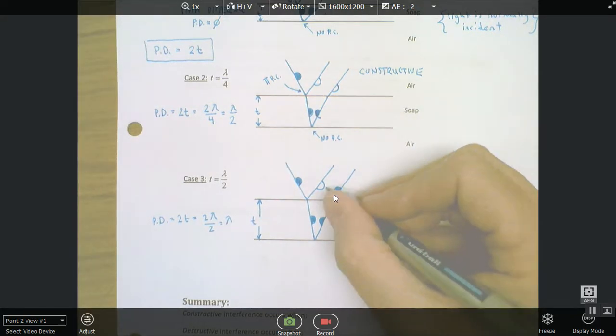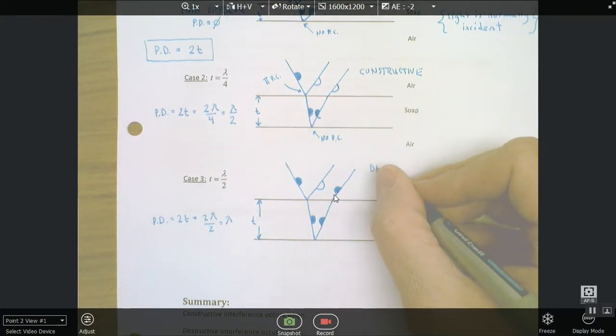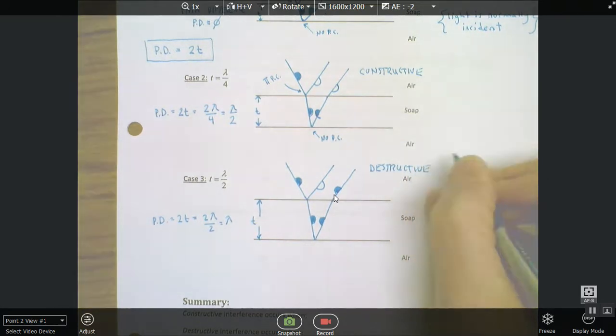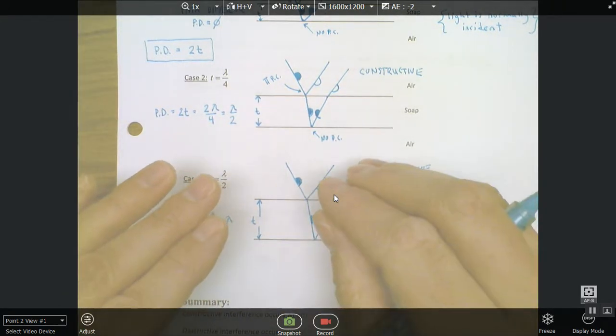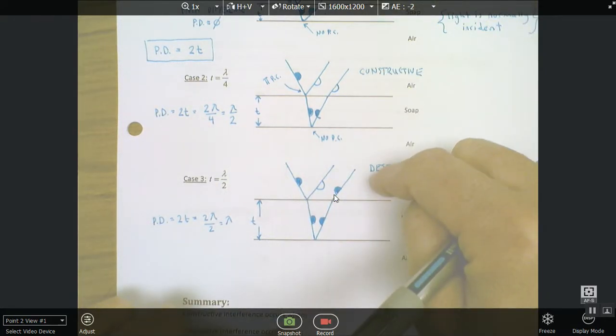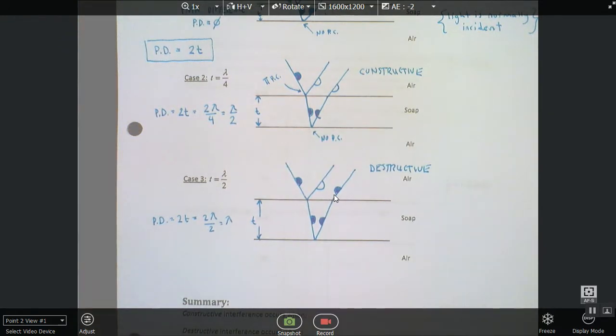And what does this mean? Crest and a trough meet, it's destructive. And so now you can see why the varying thicknesses of the oil or the film will produce destructive, constructive, and destructive interference, and so on and so forth for different varying thicknesses.